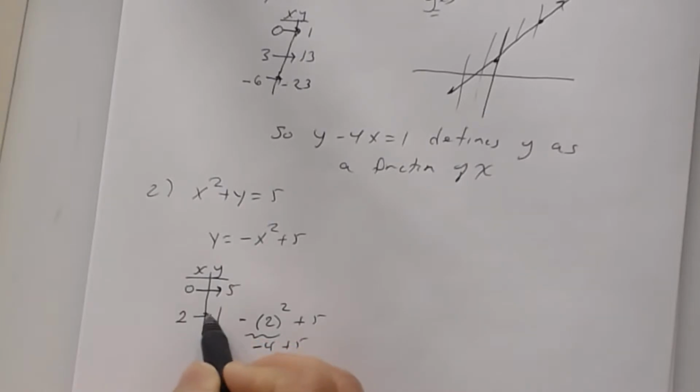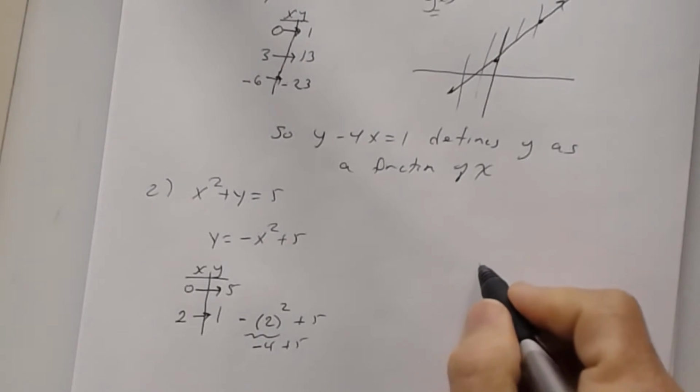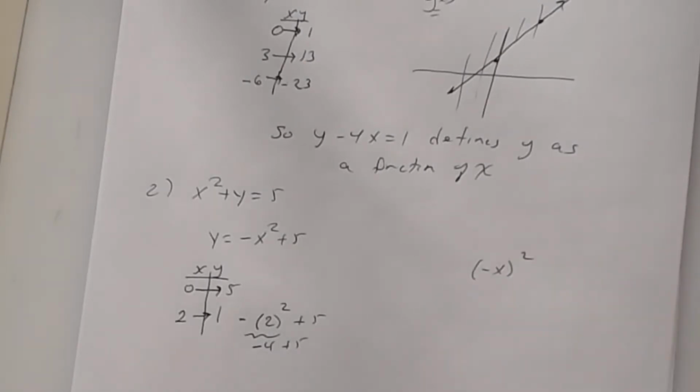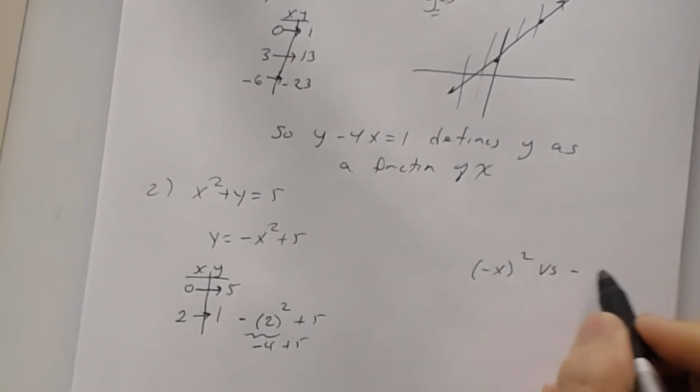Okay, so be careful. It is not negative x that's being squared, because if I wanted negative x to be squared, you've got to remember something you learned in previous courses. If I wanted negative x to be squared, I'd have to put it in parentheses like that. There's a difference between this and this.